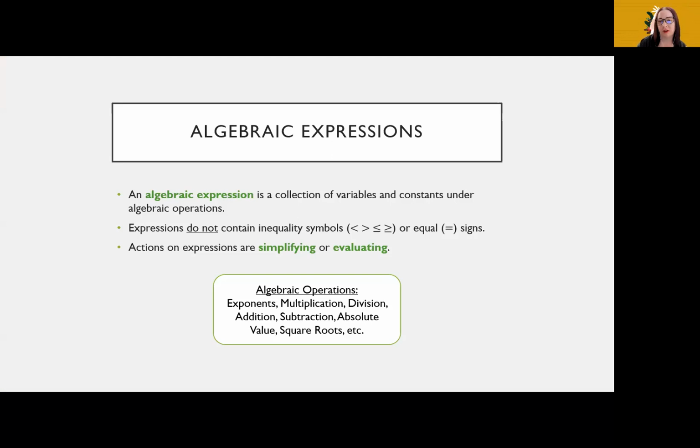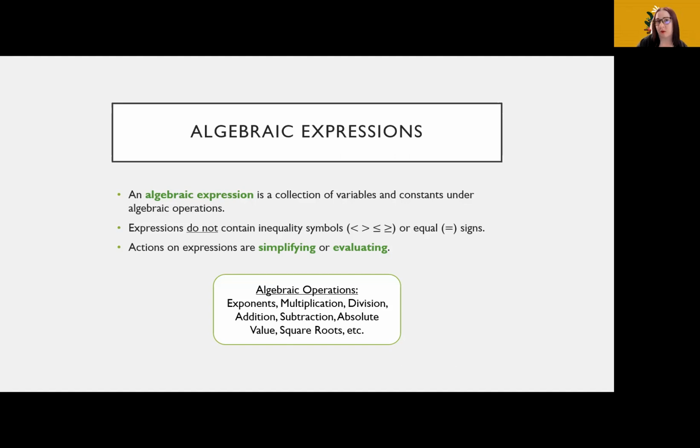So an algebraic expression is a collection of variables and constants under algebraic operations. And so operations are exponents, multiplication, division, addition, subtraction, absolute values, square roots, all those things that you do the order of operations with. Expressions do not have inequality symbols and they don't have equal signs. So that's what makes something an expression.